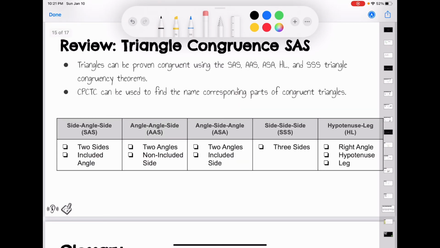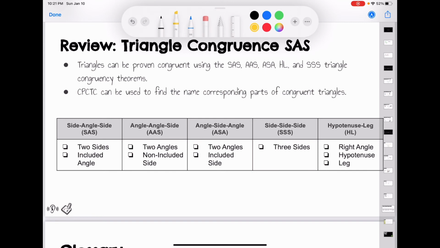Okay, so what did we go over today? Well, we learned that triangles can be proven congruent using each of our different theorems: the SAS theorem, the AAS theorem, the ASA theorem, the hypotenuse-leg theorem, or HL theorem, and the SSS theorem, right? We are also told that the CPCTC idea can be used to name corresponding parts of congruent triangles. So basically it said if we are told that two triangles are congruent, well then their corresponding parts must be congruent. The corresponding angles in the exact location and the corresponding sides in the exact location.